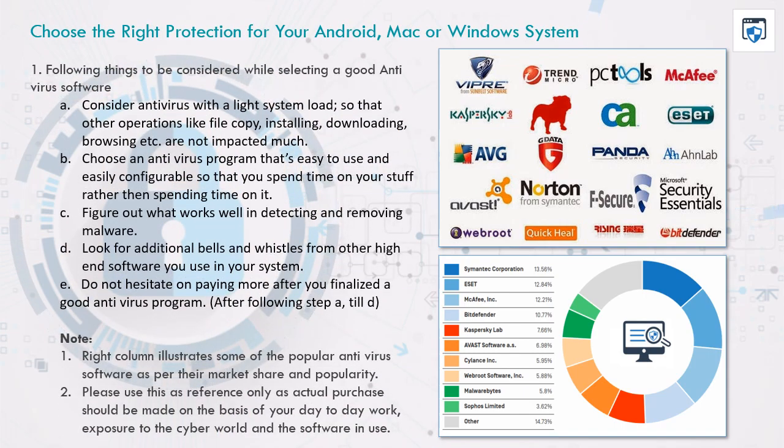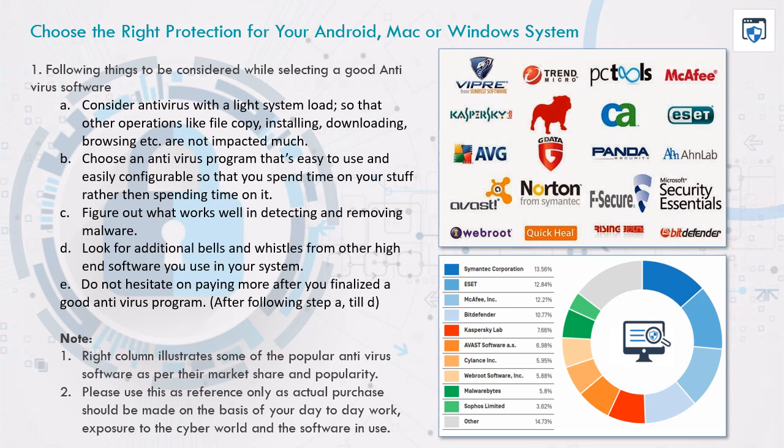Choose the right protection for your Android, Mac, or Windows system. Following things to be considered while selecting a good antivirus software. Consider antivirus with a light system load so that other operations like file copy, installing, downloading, browsing, etc. are not impacted much. Choose an antivirus program that's easy to use and easy to configure so that you spend time on your stuff rather than spending time on it. Figure out what works well in detecting and removing malware. Look for additional bells and whistles from other high-end software you use in your system. Do not hesitate to pay more after you finalize a good antivirus program.